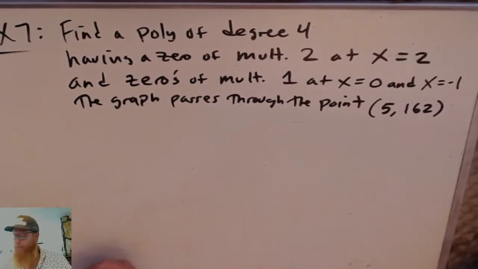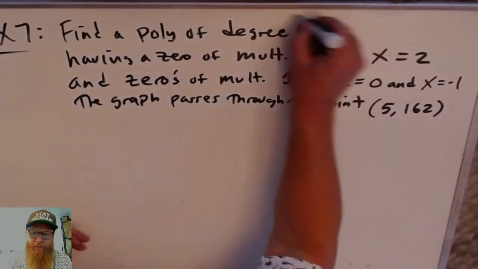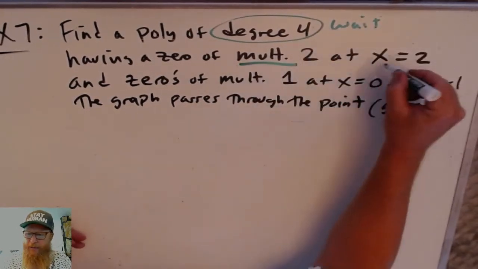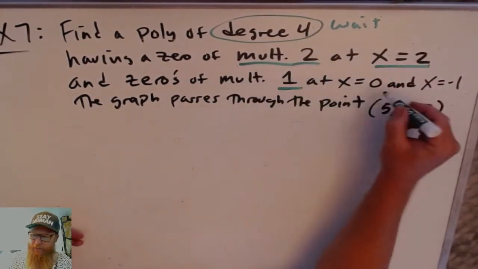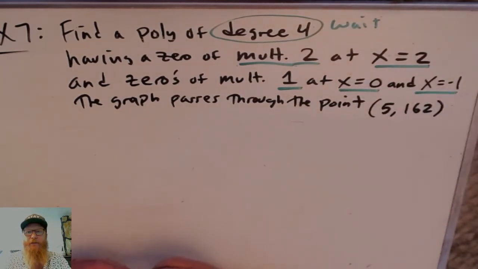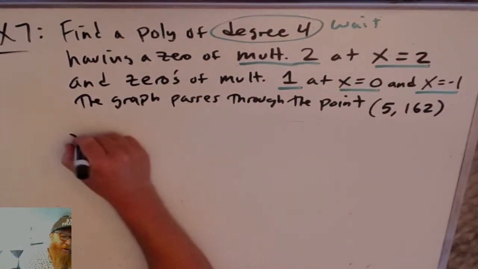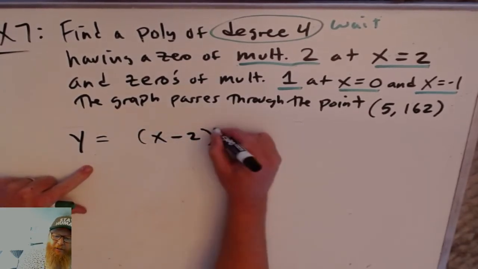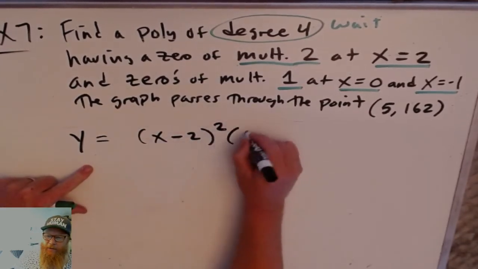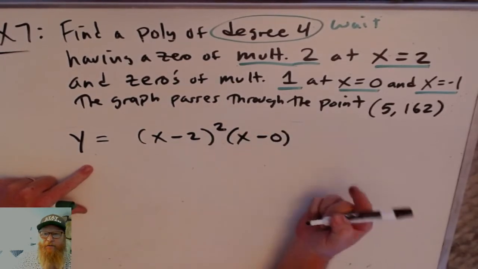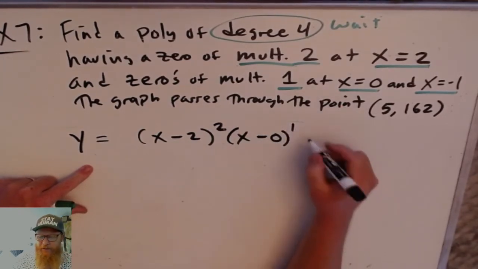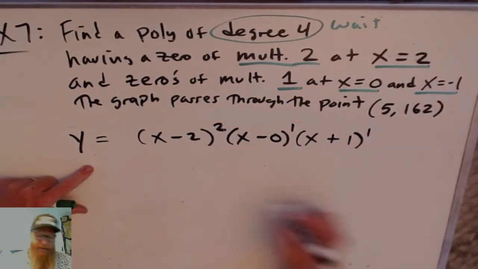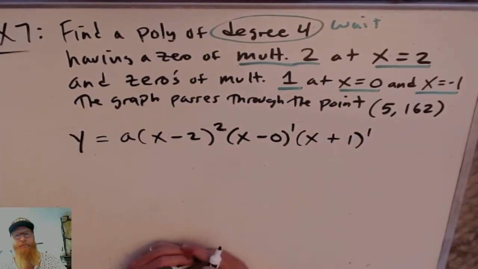All right. So again, remember, degree 4. Look at the multiplicity and the zeros. Look at those first. So I've got x minus 2 squared, x minus 0 to the first, and x plus 1 to the first. And then an a here.